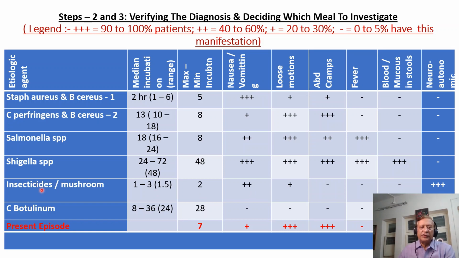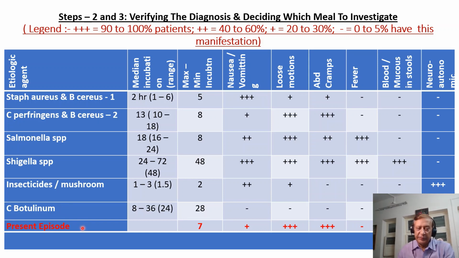Food poisoning due to insecticides or mushrooms is very short. It takes just 1 to 3 hours of incubation. Nausea and vomiting is marked. Loose motions occur in a smaller percent of cases, but what is very outstanding is that the neuromuscular or autonomic symptoms are very, very marked. And a similar presentation occurs in Clostridium botulinum type of poisoning.